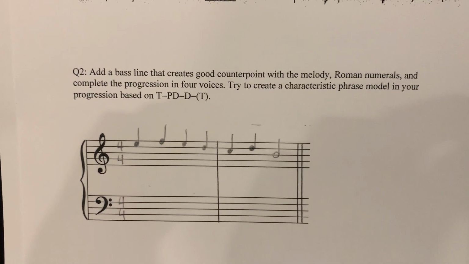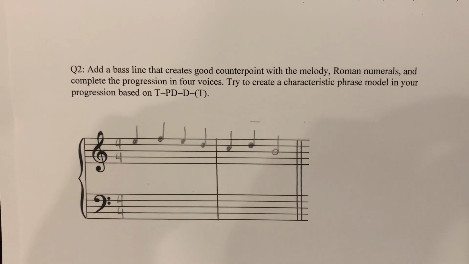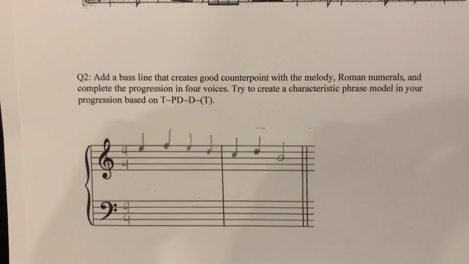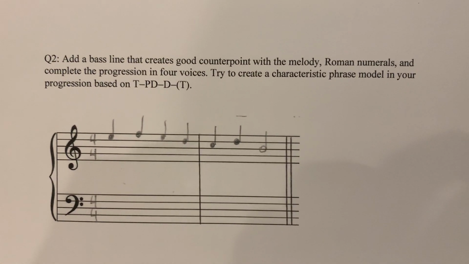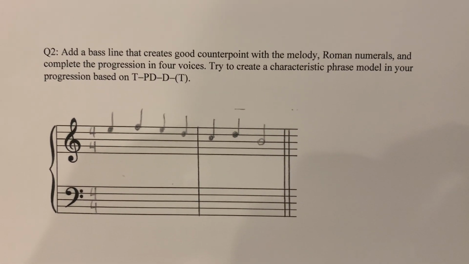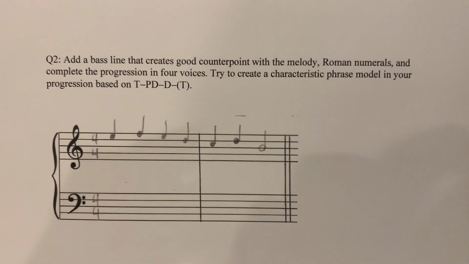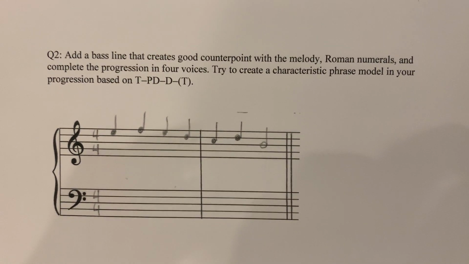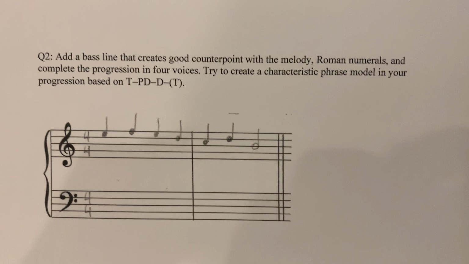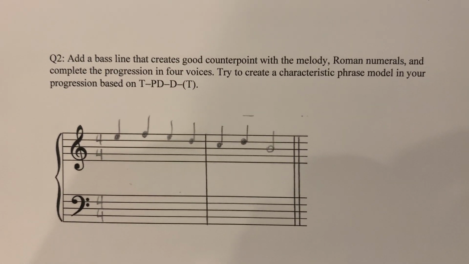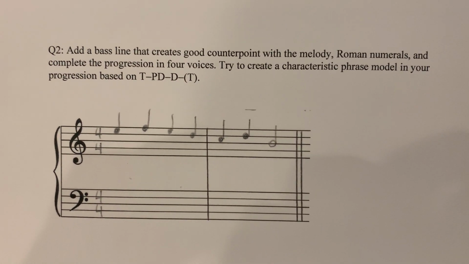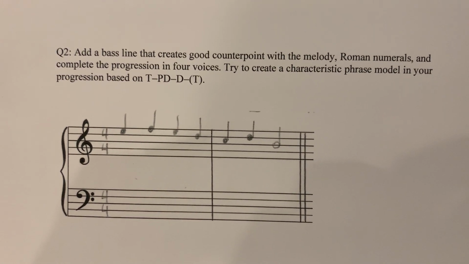Okay, and what I want you to do is add a bass line. That's going to give us a nice counterpoint with the outer voice. Add Roman numerals, and also I want you to complete the progression. I only want you to use the chords we've talked about so far. All right, so this is where you're going to apply all that you've learned.